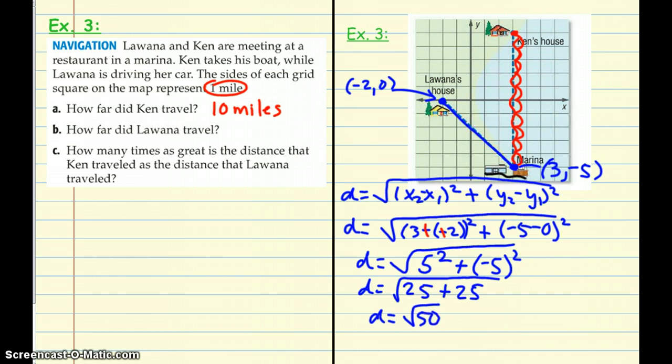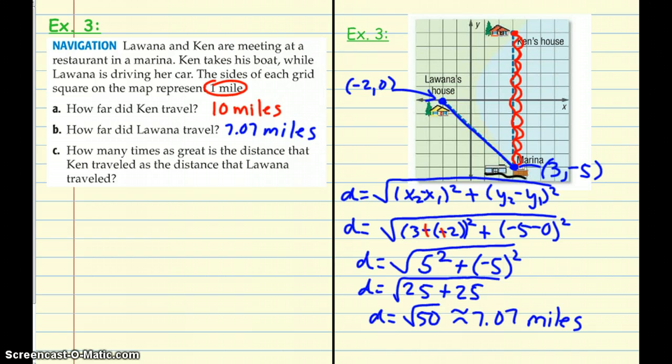So her distance is the square root of 50, and just like before, we're going to grab our calculator and figure out what the square root of 50 is. I know that 49 is the closest perfect square to this, so it's going to be a little bit more than 7, and when we use the calculator it becomes 7.07. And our measurement is miles. So for Luana, it takes her 7.07 miles to get from her house to the marina.